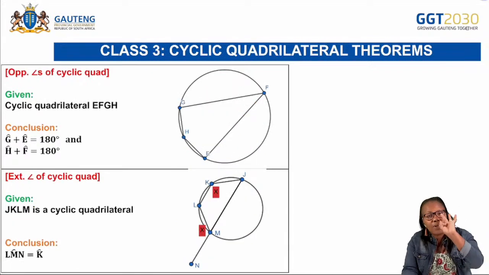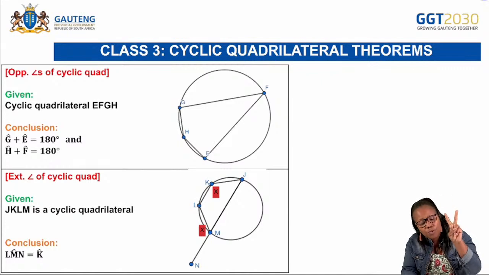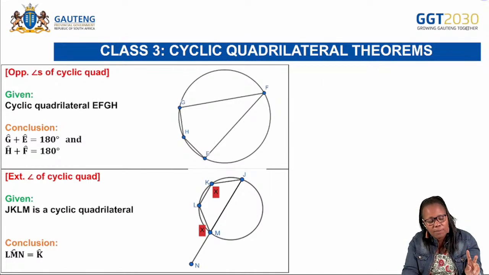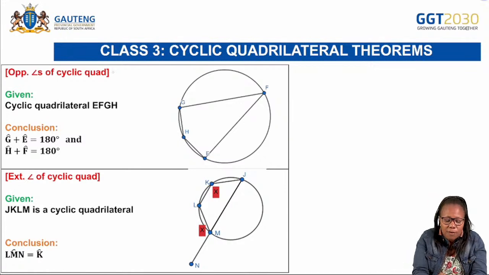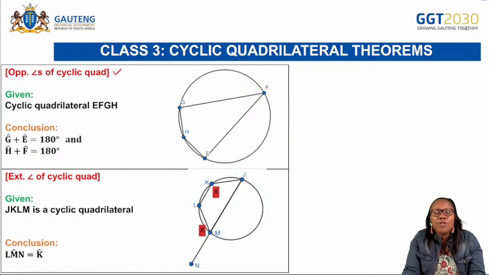Now we are moving to class number 3, grade 12. In class 3, we are talking about the cyclic quadrilateral theorems. How many do we have there? We have 2 theorems. The first theorem says that opposite angles of a cyclic quad are equal. Not equal, they are supplementary. Sorry for that. Opposite angles of a cyclic quad are supplementary. What do we mean by supplementary? We mean they add up to 180 degrees.